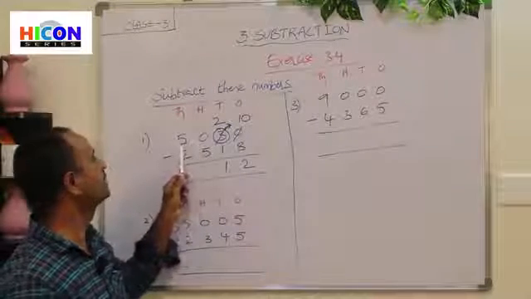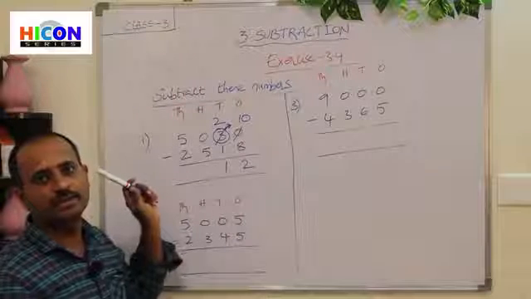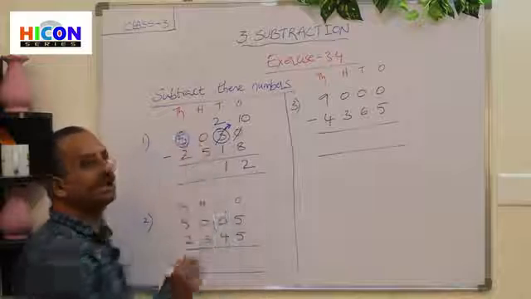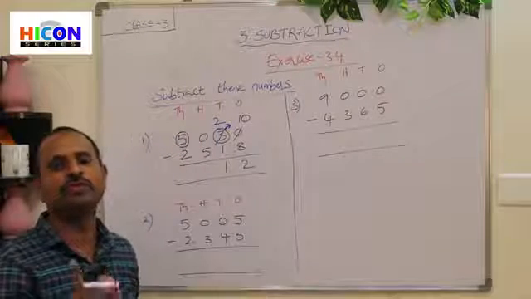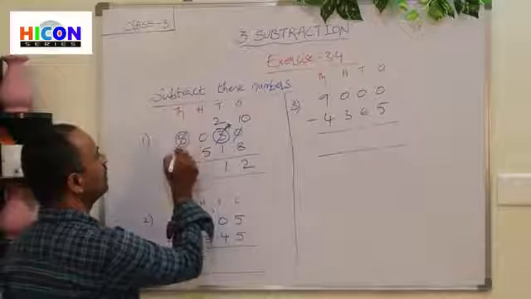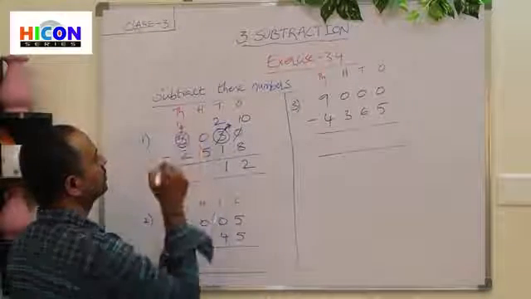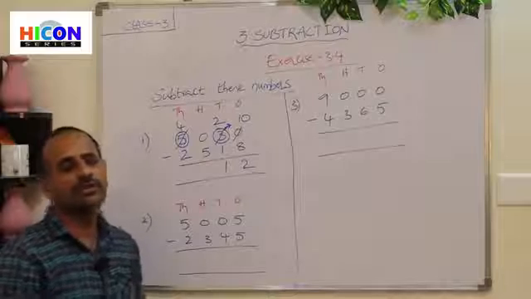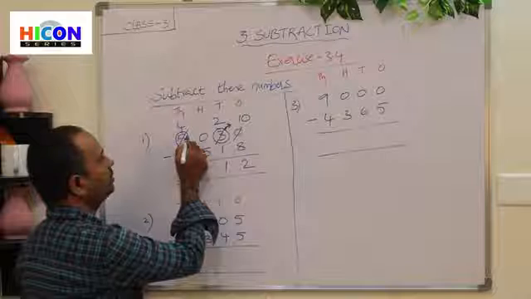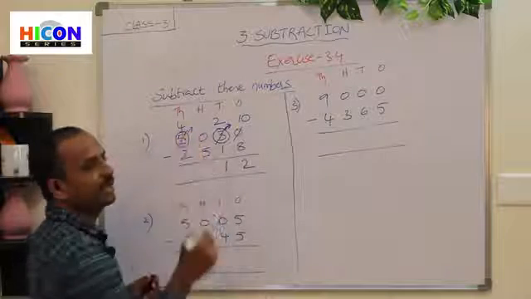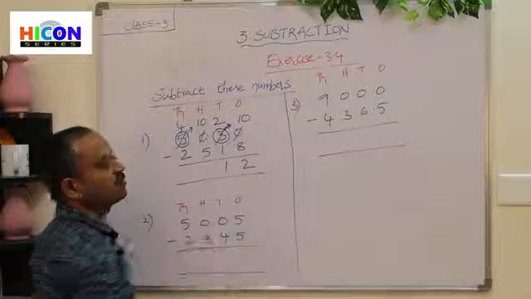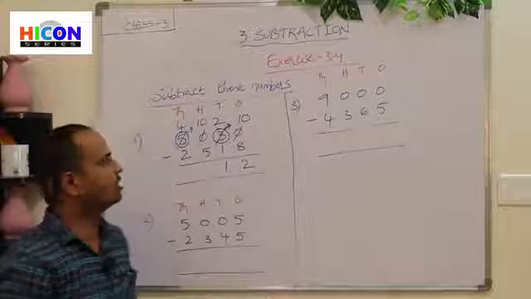What is its next place? Thousands place. How many thousands are there? 5 thousands are there, and we borrow 1000 from 5000. If you borrow 1000, then how many thousands will be there? Remaining 4000 will be there. So write 4 there. And carry that 1000 to the hundreds place. If you carry 1000 to the hundreds place, how many hundreds will it become? 1000 becomes 10 hundreds. So write 10 there. Now do the subtraction.